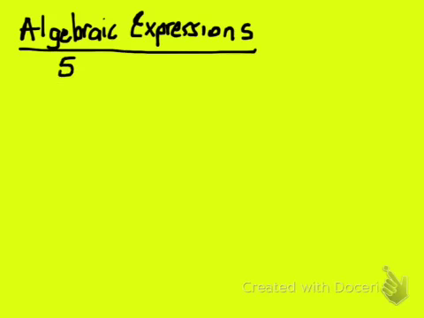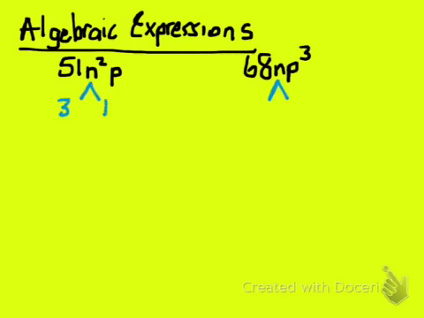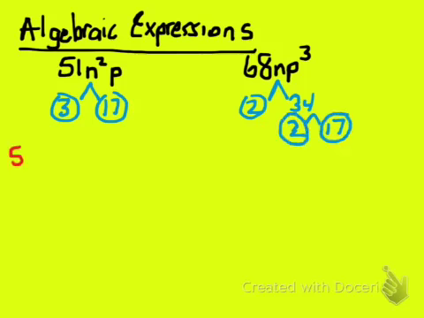Alright, here we go. Here's our algebraic expression. Okay, and these are two expressions. 51 n to the second p, and then 68 n p to the third. So we did our prime factor trees there. So do it for the number first, just like we did yesterday.